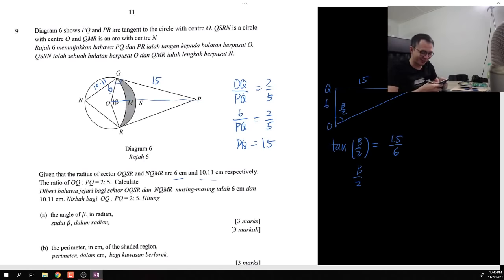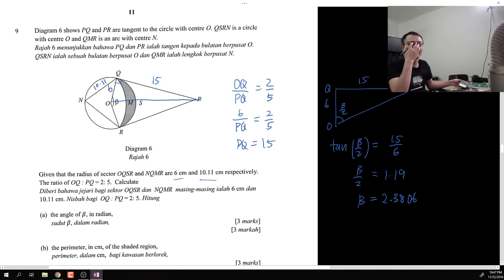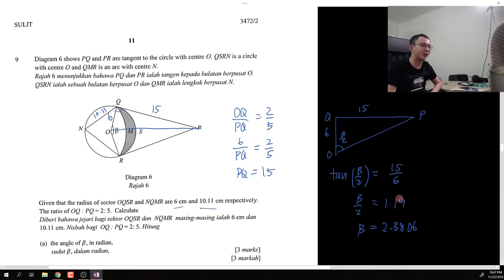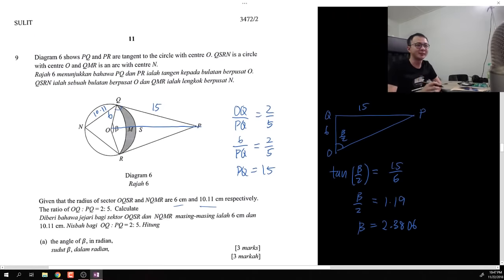Alright, so let me just move on. Shift tangent 15 over 6. They want the value in radians, so make sure you change your calculator to radian before you type it. You should get 1.190. So beta is just times 2, so it's 2.3806. Alright, so this is how we get the beta here.